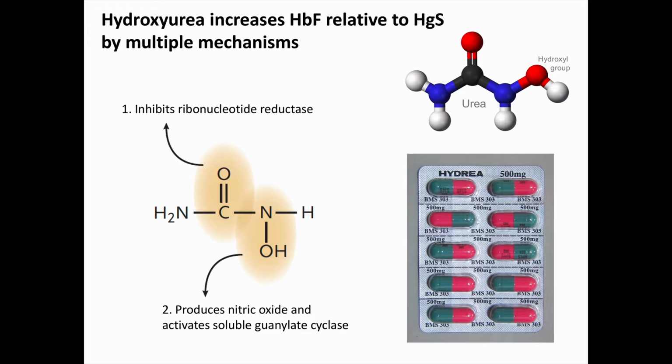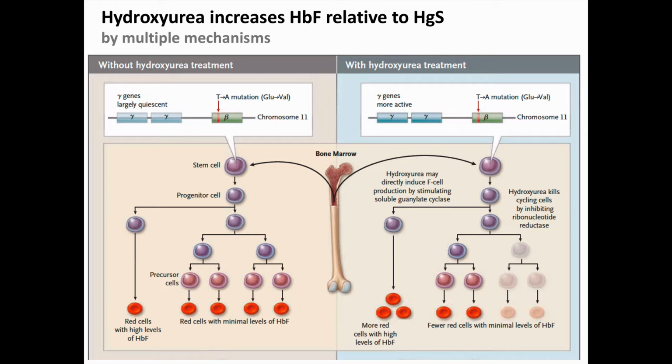Hydroxyurea works through multiple mechanisms, but 2 of them are the most important and will be covered in more detail in upcoming slides. 1, hydroxyurea inhibits ribonucleotide reductase, and 2, a portion of the molecule is converted into nitric oxide, which activates guanylate cyclase. This figure depicts the hematopoietic changes that occur with hydroxyurea therapy. Hydroxyurea increases the number of RBC progenitor cells transcribing the gene for the gamma hemoglobin chain such that their progeny produce fetal hemoglobin. And this is the action mediated through nitric oxide stimulating guanylate cyclase.